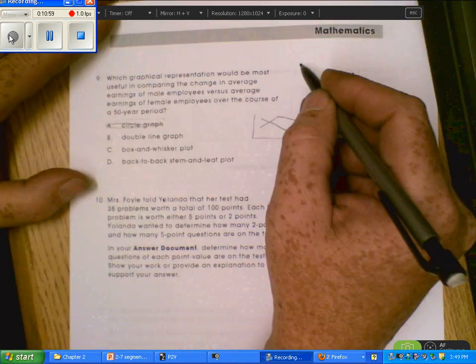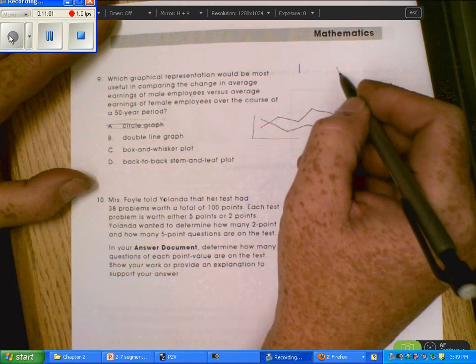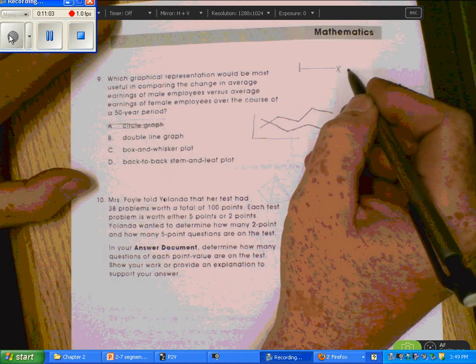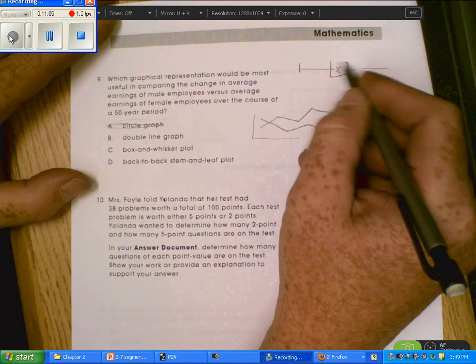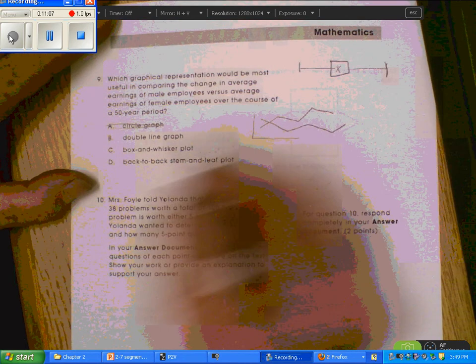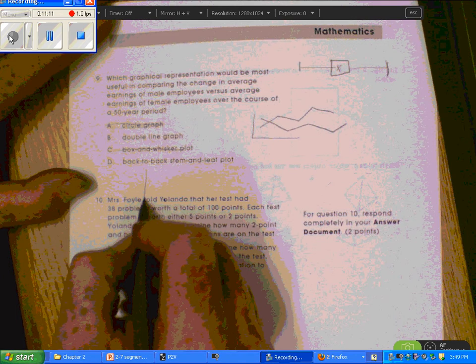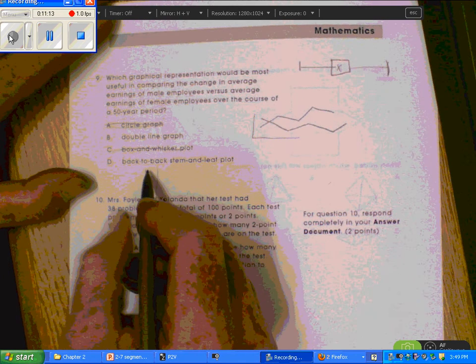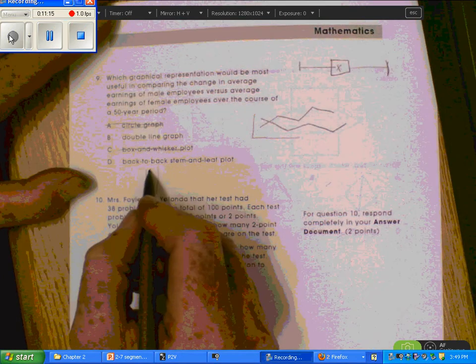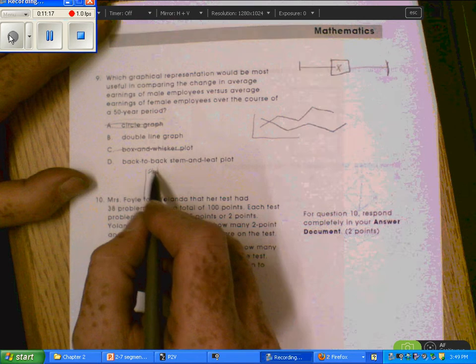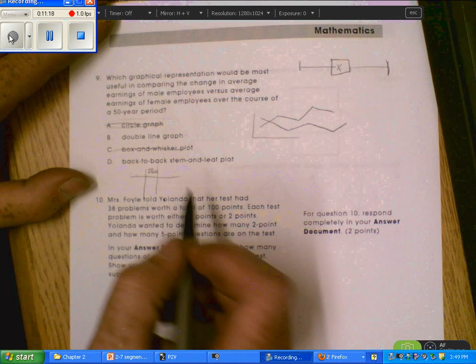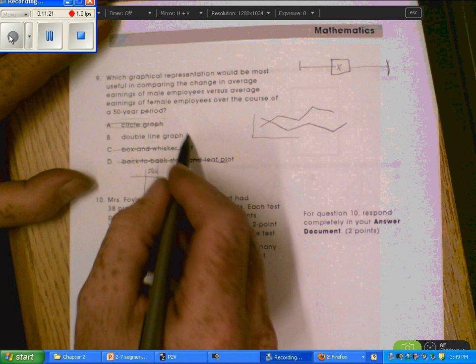Box and whisker plot. Box and whisker plots just show what's in the middle and what's on the ends. It's got the box in the middle. It shows what's on the ends, so that probably won't really help us. Back-to-back stem and leaf plot is where you put your stems in the middle, and then you do your leaves on each side. That probably won't help a whole lot, so a double bar or a double line graph is probably best in this case.